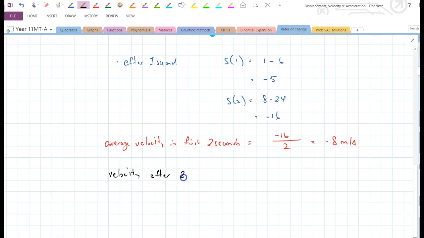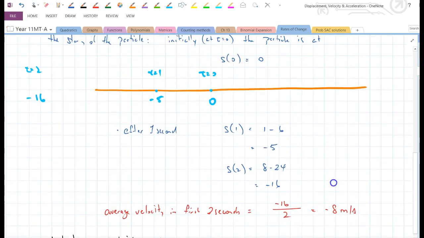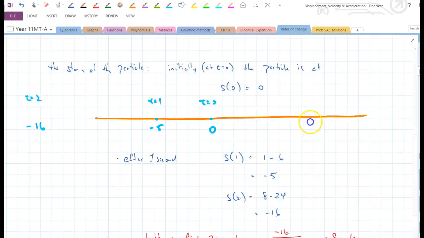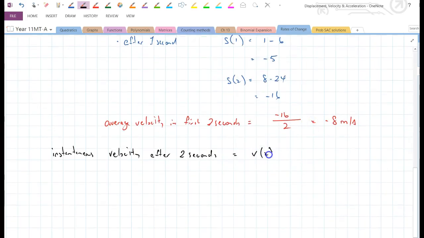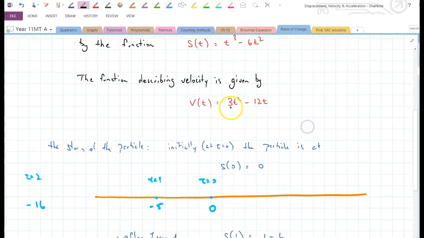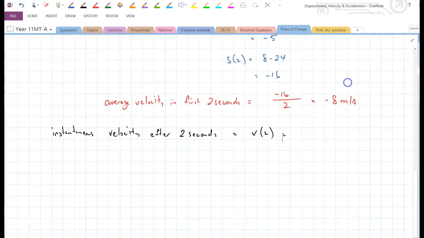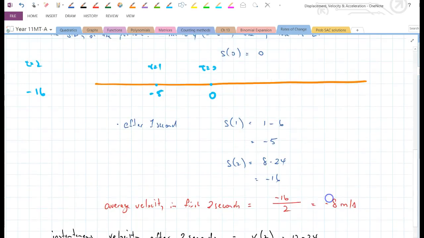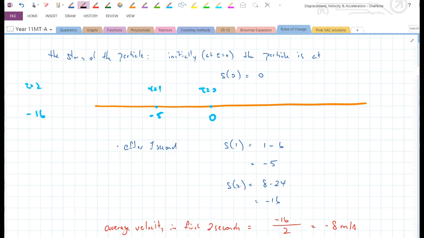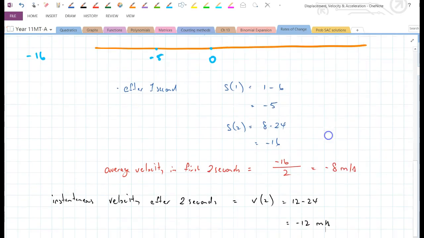Okay, but we can find out the velocity after 2 seconds, the instantaneous velocity. The instantaneous velocity after 2 seconds is equal to v2. This one here, so that'll be v2. So we put 2 into the v equation. 3 times 2 squared, that's 3 times 4 is 12, minus 12 times 2, so 12 minus 24, which is equal to minus 12 meters per second. So after 2 seconds, it's going at minus 12 meters per second. It's still heading off in that direction to the left.